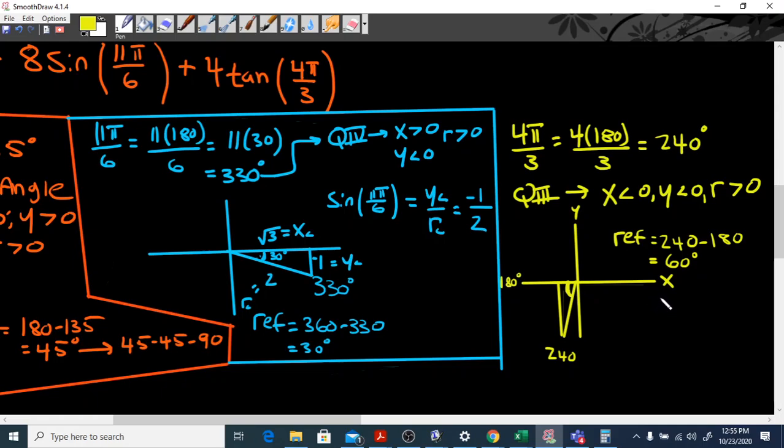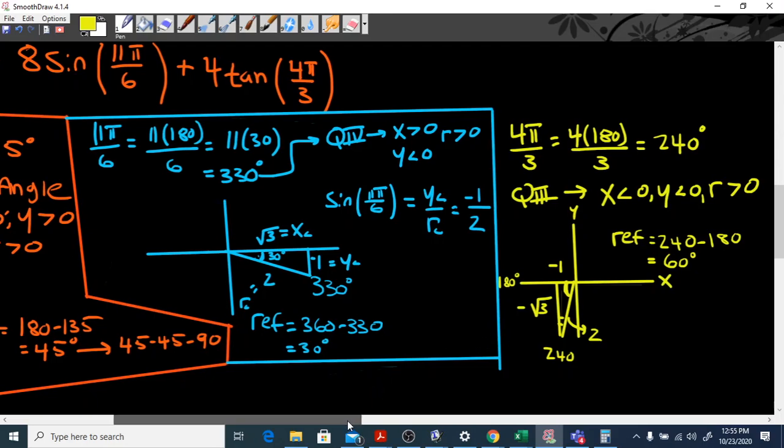Therefore, I'm going to be using the 30, 60, 90 right triangle. 30 is going to be down here. Okay, so I'm going to have 1 here. I'm going to have square root of 3 here. And I'm going to have a 2 here. And let's remember x and y are both negative. So negative, negative, positive. So there we go. Okay.